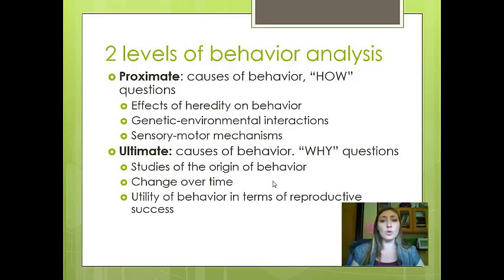When we talk about the ultimate cause of behavior, we are talking about the why questions. I like to think of the why questions as being more the evolutionary significance of that behavior. So we look at the origin of the behavior in that particular species, how it has changed over time, and what role this behavior plays in terms of the reproductive success of the organism. The more successful they are, the more opportunity they're going to have to reproduce and pass on those successful genes to future generations of offspring.